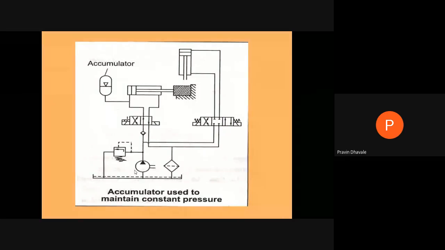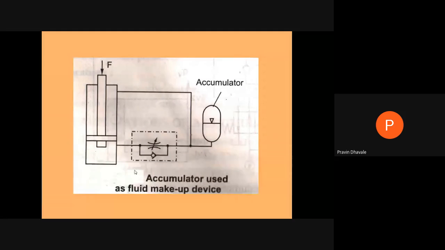Okay. Now the third one, that is how the accumulator is used as a makeup device. Here, this is one cylinder piston arrangement. If you are considering the area on either side of the piston, on the left hand, on the downward side, we are having a large area. On the upper side, we are having less area because it will consist of this piston rod part. When we are supplying the pressure, we are applying the force on this piston rod, what happens? The piston will be moving in the downward direction.